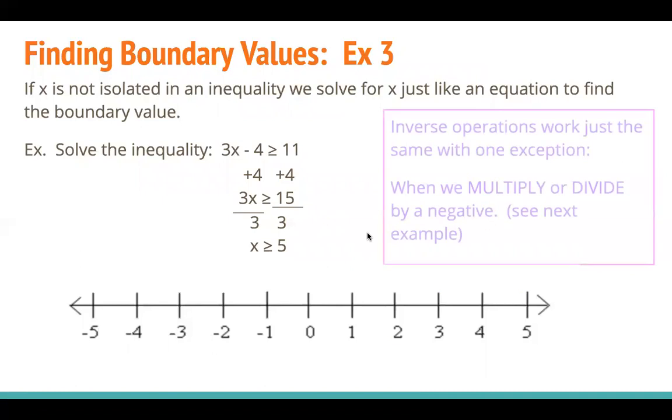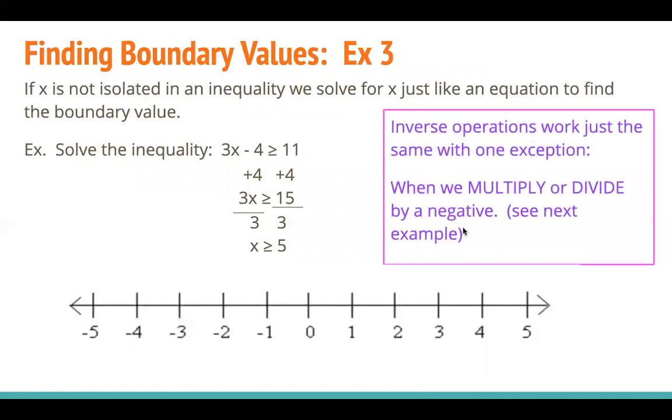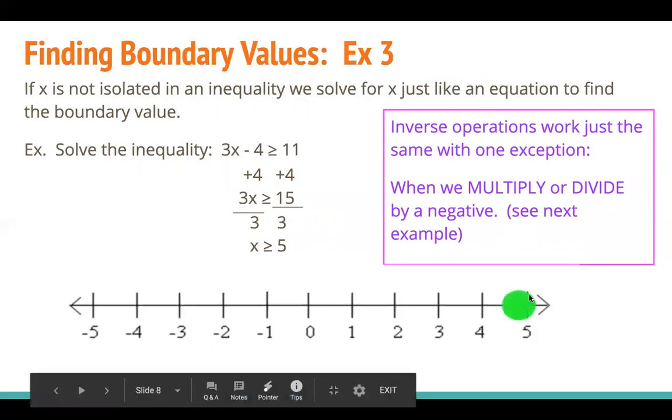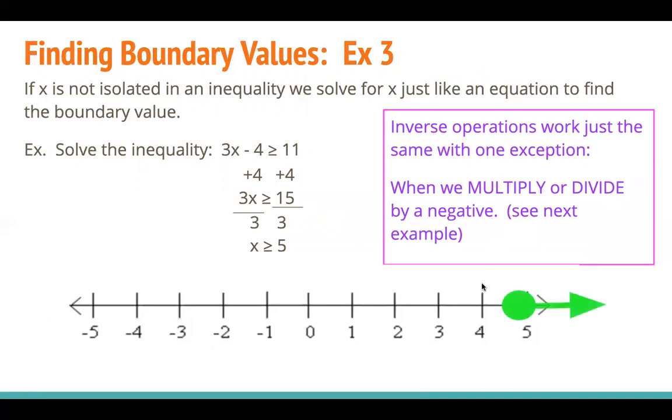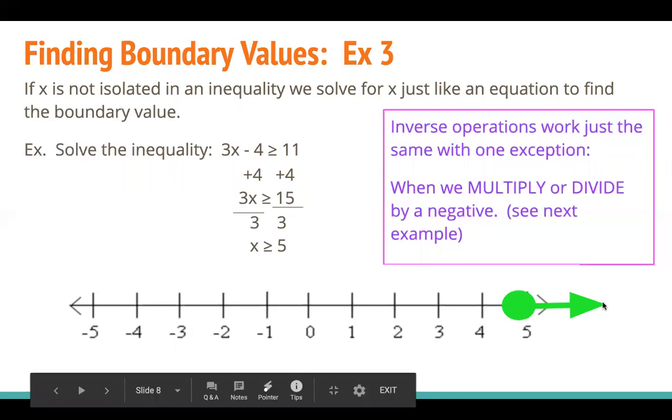For this particular one, so inverse operations work just the same. There's one exception we'll look at in the next example, that if we multiply or divide by a negative, we need to switch the sign. But other than that, I just use it exactly like an equality sign. And that boundary value is 5. That separates my true statements from my false ones. So if it's greater than 5, I get true statements. If it's less than 5, I get false statements. And I could always plug those in to check.